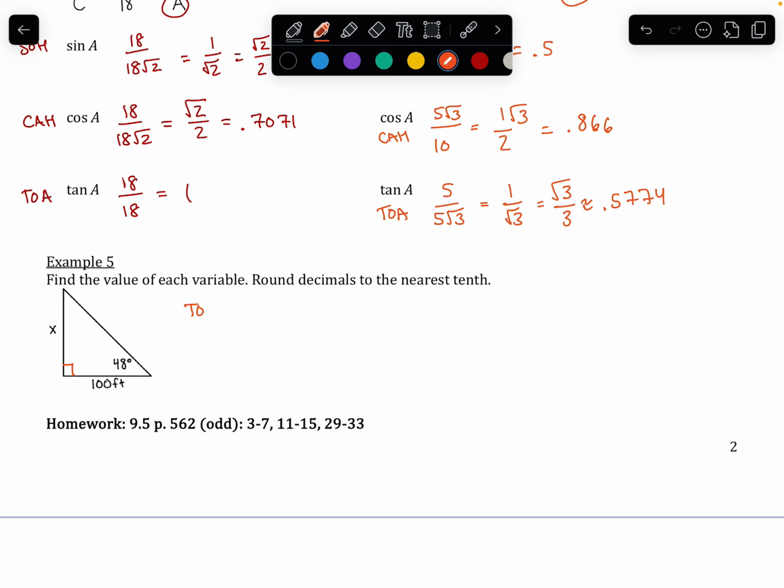So tangent of 48 equals opposite x over adjacent of 100. x equals 100 times tangent of 48 degrees, which equals 100 times 1.1106. Again, you can calculate this, or you can look at the back of the book. It's 111 feet.